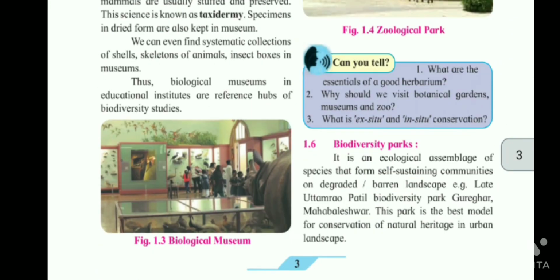Can you tell what are the essentials of a good herbarium? Why should we visit botanical gardens, museums, and zoos? What is ex situ and in situ conservation?